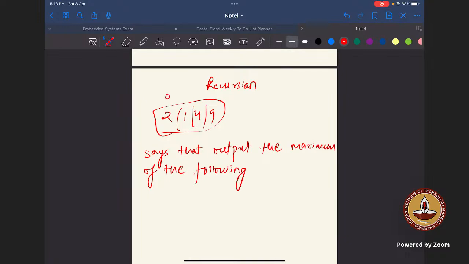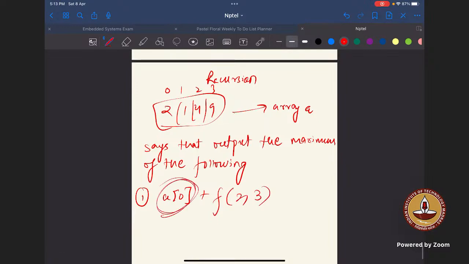Let's say this is 0 index, 1, 2, and third index. What do we do? We pick A of 0. This is array A, let's say. We pick A of 0 plus recursion calls from 2, 3. So what we have done is we have picked A of 0, that is, we have picked 2, and we have called the recursion on this array.